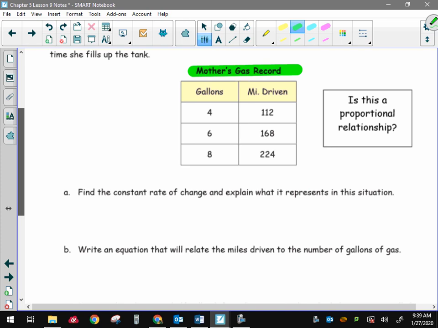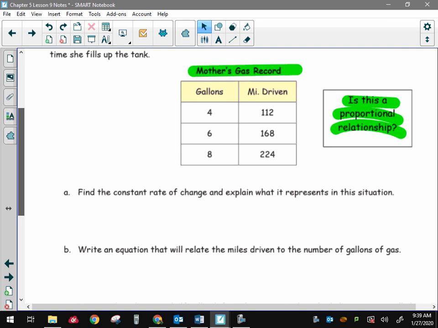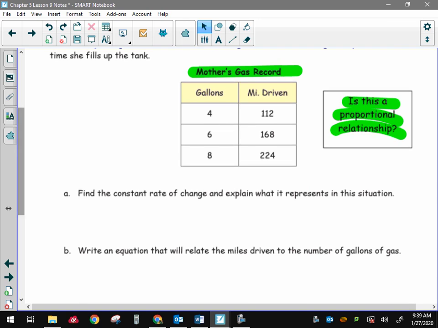We're going to figure out what this car's program would be. First, I want to know, is this a proportional relationship? How would I find that out? How do I know from a table if it's proportional? We've talked about this today. How would we know? Dylan? Yeah. Usually, if we're not sure which is the independent or dependent, we go with this is X, this is Y. Dylan said 112 divided by 4. Do it.